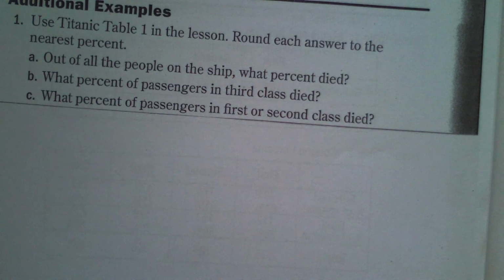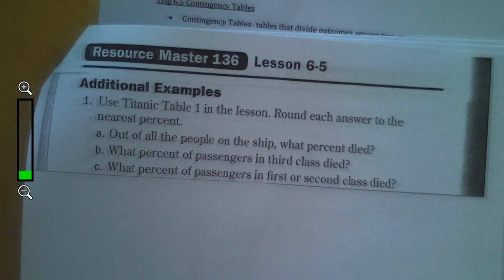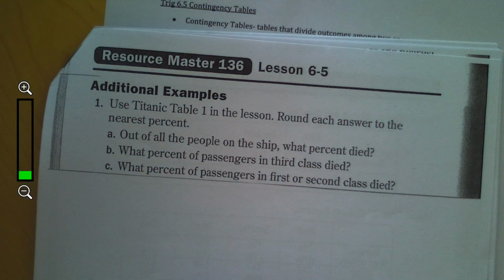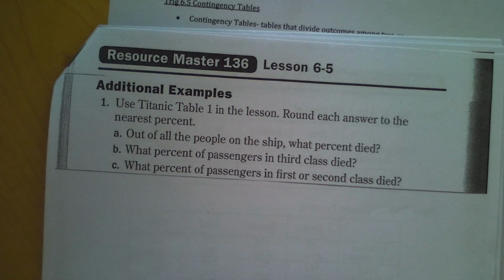So the general idea with this Titanic stuff is they were looking at survival rates and seeing if the poor were less likely to survive the Titanic disaster than the rich people, because obviously the rich people were able to get out first and that kind of thing. They broke down those numbers and they're comparing that. So it says, out of all the people on the ship, what percent died?